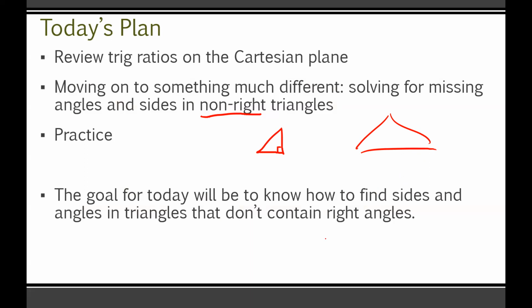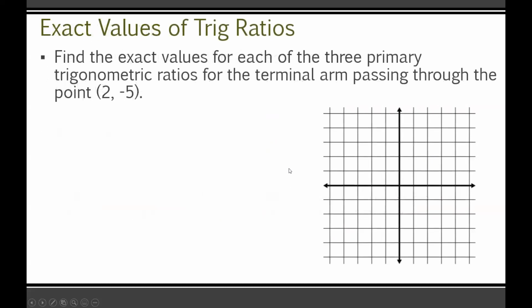The goal for today will be to know how to find sides and angles in triangles that don't contain right angles. There is a new thing we'll introduce today. You will need a formula sheet at one point, so make sure you've got that out and handy. Anyway, let's get rolling. So again, first things first, let's do a little bit of review of the stuff we've done the last couple of days.